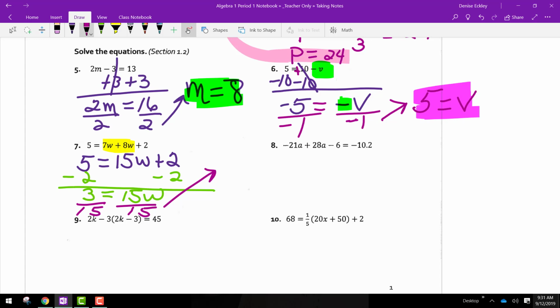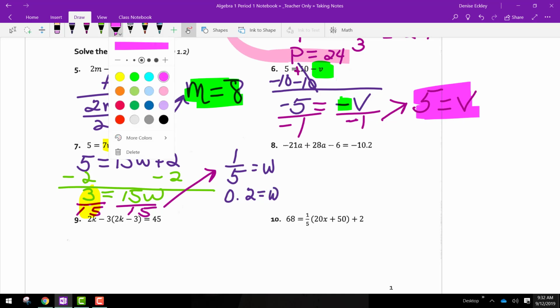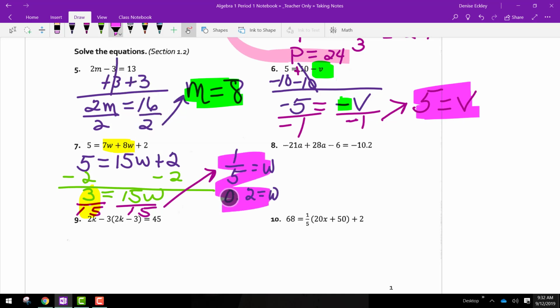So you can simplify the fraction 3 over 15 and leave that as your answer. So that's going to give you 1 over 5 equals w. If you want to get a calculator and turn that into a decimal, you can do that as well. I would also accept the answer of 0.2. Both of those are correct for this problem. So this is the answer. I don't need both, just one or the other.